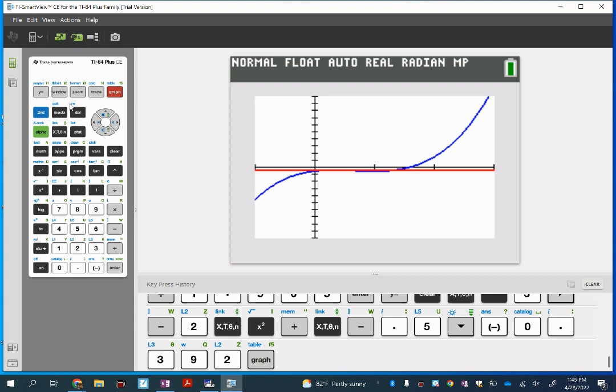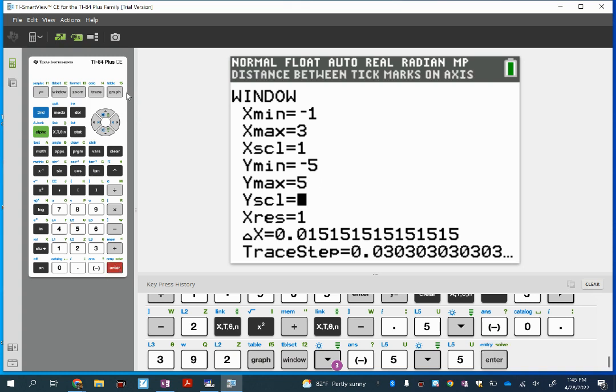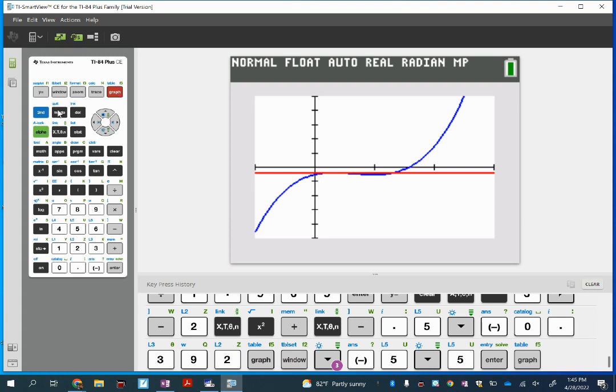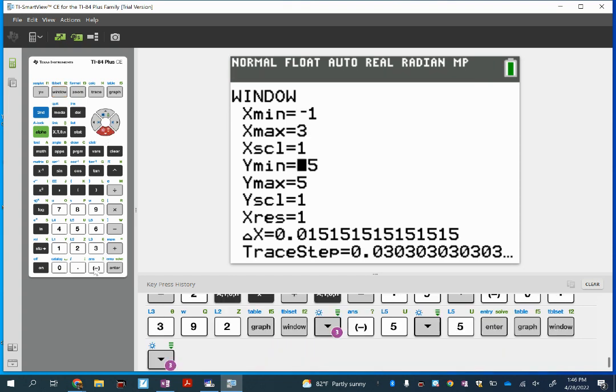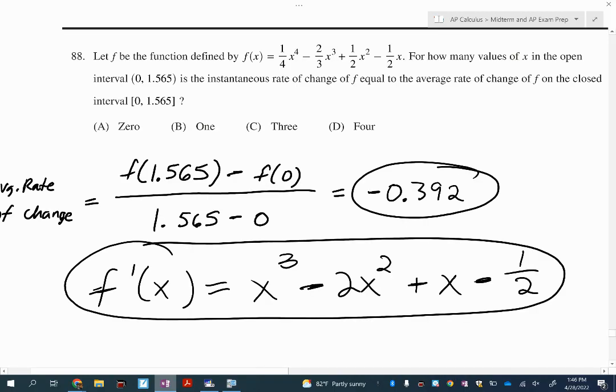Now, let me see if I can make that a little nicer for you. Let me hit window, and I'm not going to do -10 to 10 for my y min and max. Let's do -5 to 5 so I can see a little bit more space between. Looks like it's happening between 0 and 1, so let's get even closer. There we go. How many times is the red line intersecting with the blue curve? 3 times. You guys see it? So the answer is C.